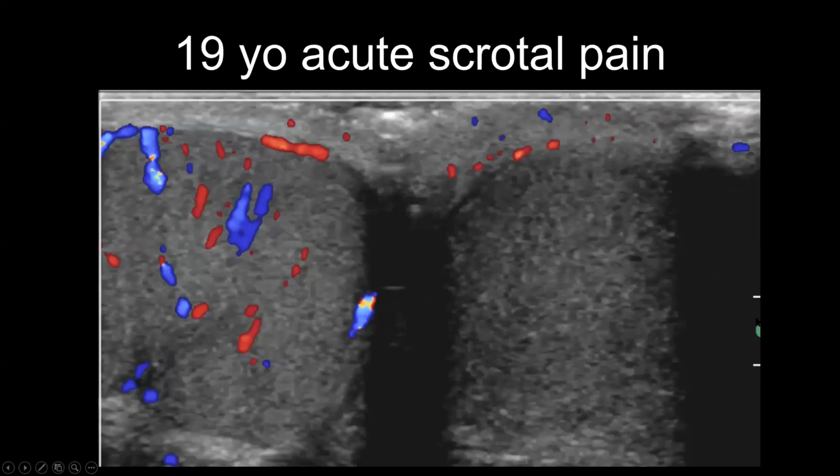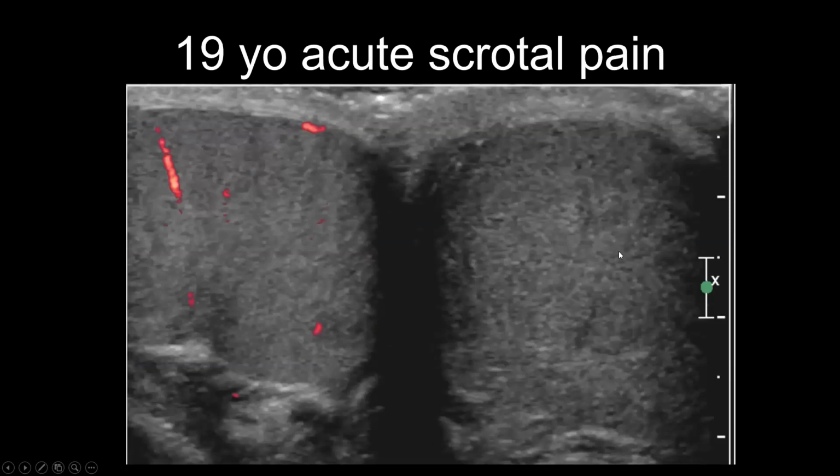We go to color Doppler, however, and there's nice flow in the right testicle. There's no flow in the left testicle. No flow. And we also did take power Doppler images. Again, no flow in the left testicle. So this diagnosis of torsion is easy to make when there's absolutely no flow.